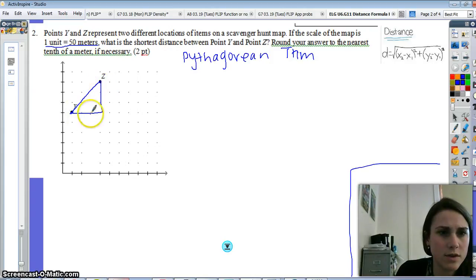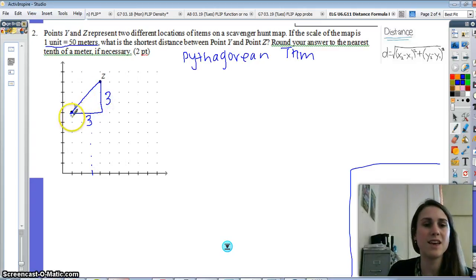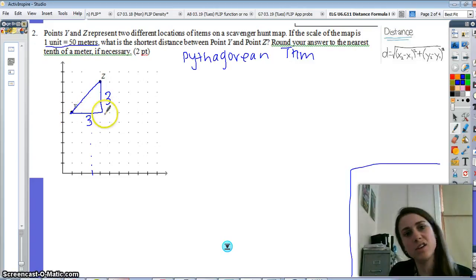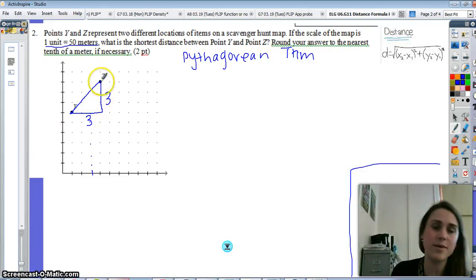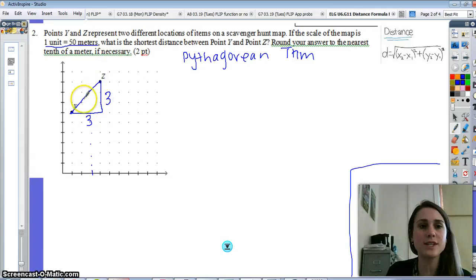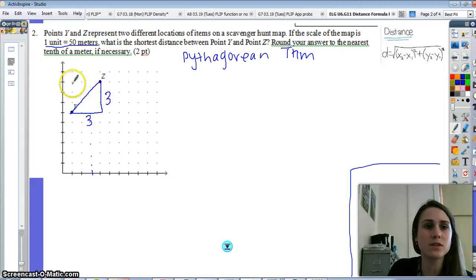Wait, we're missing some dots here. 1, 2, 3 units compose this leg. 1, 2, 3 units compose this leg. Is it shortest to get to Z from Y by going 3 units to the right and then 3 units up? Probably not. We know that the shortest distance is the hypotenuse of the triangle.